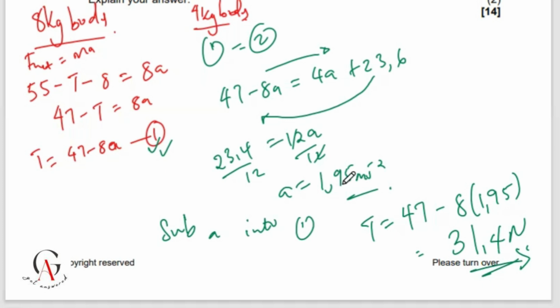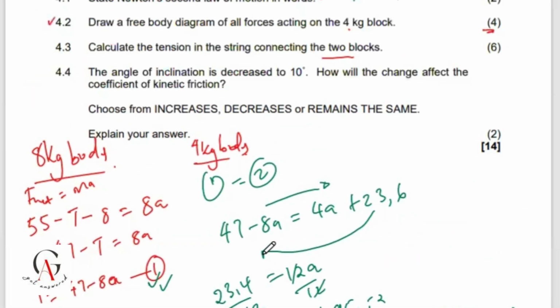Then we move on. 4.4. They're telling us that the angle of inclination is decreased to 10.